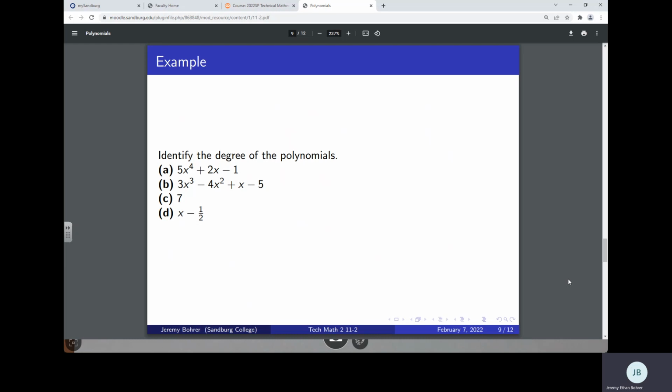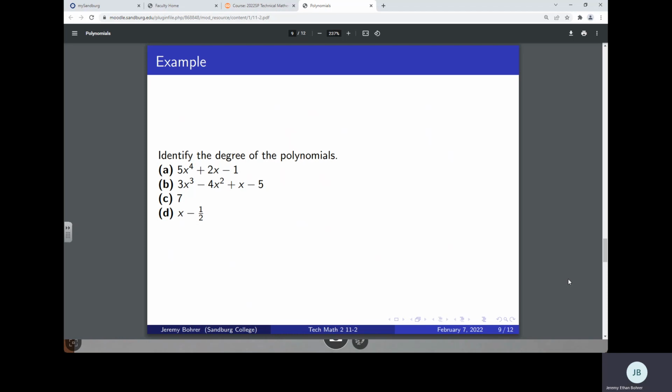On page 9, we are asked to identify the degree of each of these polynomials, and to identify the degree, we look at the highest power in the polynomial. In the first, we've got 5x to the 4th plus 2x minus 1. 5x to the 4th is the term with the highest power. That power is 4, so this is a 4th degree polynomial.